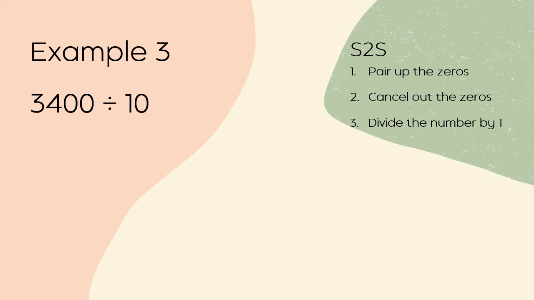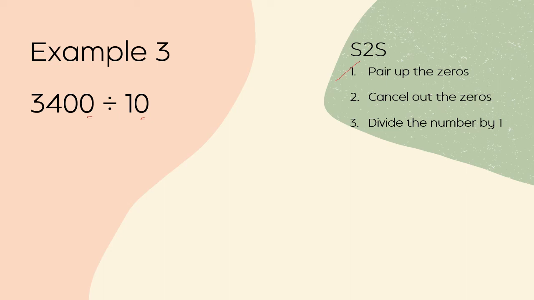3400 divided by 10. Step 1, pair up the zeros. So we have 1 zero here and we have 1 zero here. Do we have another zero in 10 for us to pair up with another zero? No, we don't. So you can't really pair up this zero because there are no zeros left on the right hand side. So you stop. So that is step 1.